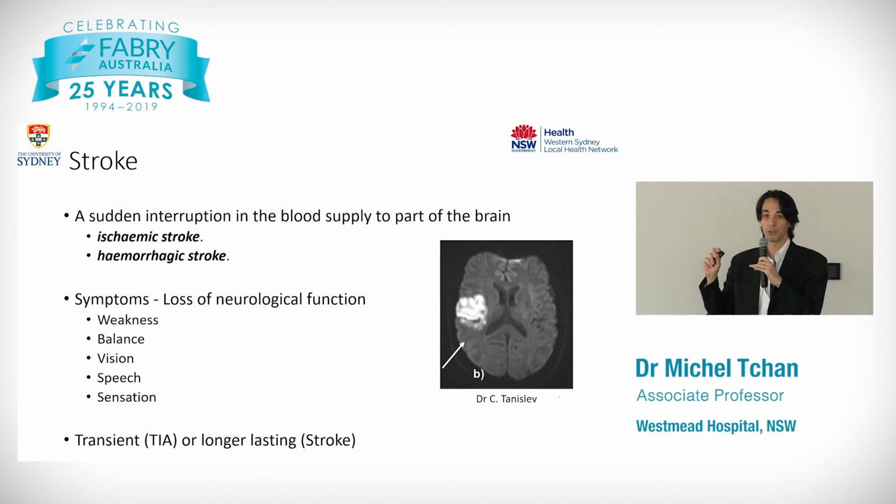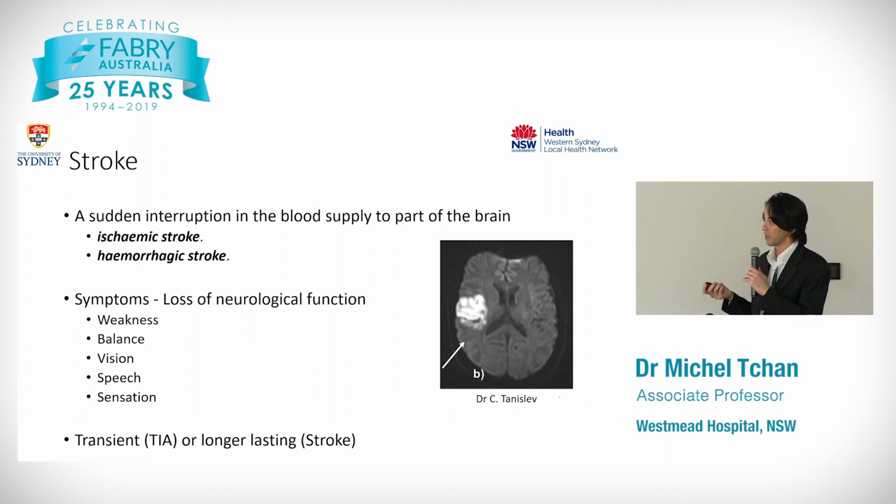A hemorrhagic stroke is where the blood vessel breaks or bursts. Although there's lots of blood in that part of the brain, it's not actually flowing, so there's no new oxygen coming through to that part of the brain. So they're the two major types of stroke: blockage and bleeding. What happens if the blood flow is interrupted to a part of the brain? Well, then symptoms develop. There's loss of neurological function, and it depends which part of the brain is affected by the lack of blood flow.